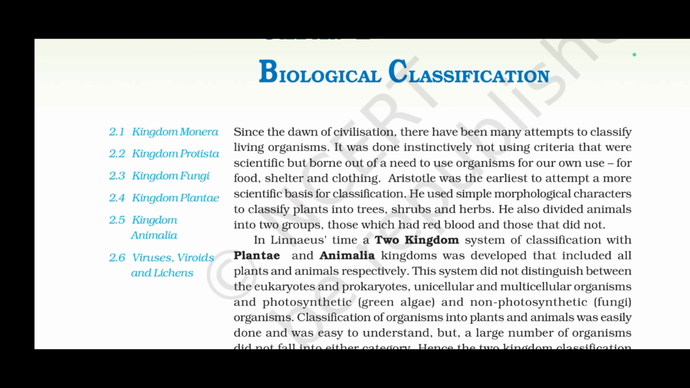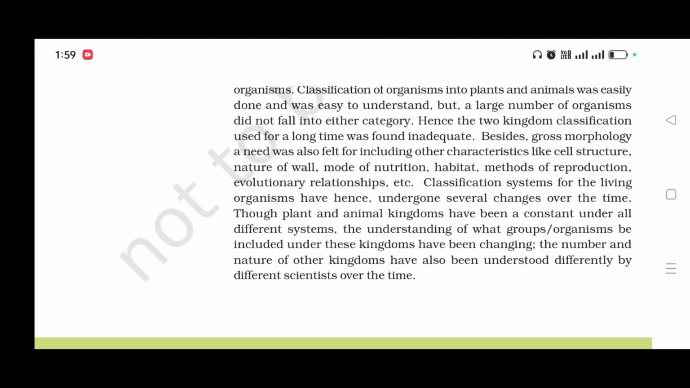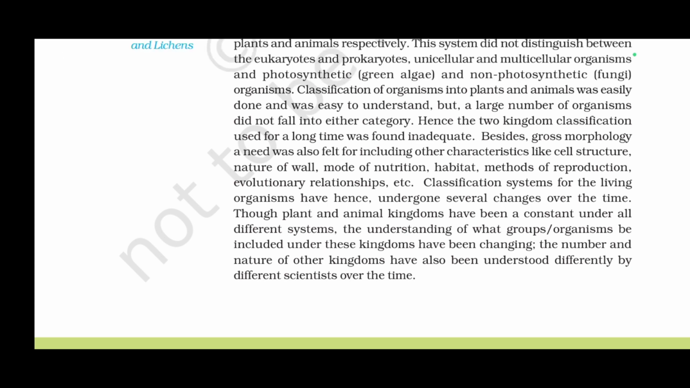Classification of organisms into plants and animals was easily done and was easy to understand, but a large number of organisms did not fall into either category. Hence, the two kingdom classification system used for a long time was found inadequate. Besides gross morphology, a need was also felt for including characteristics like cell structure, nature of wall, mode of nutrition, habitat, methods of reproduction, evolutionary relationships, etc.